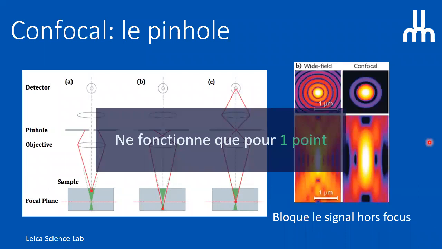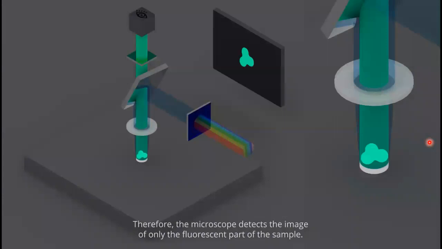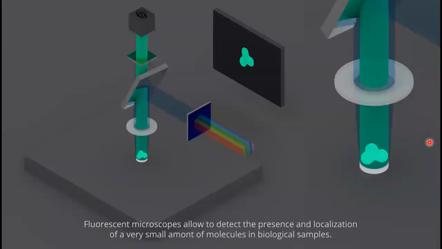But the problem is that it works for only one single point. And usually when you look at a sample, you don't look at one point, you look at many points at the same time. And that's where the video on confocal microscopy comes in.